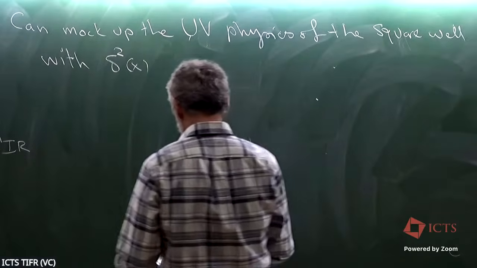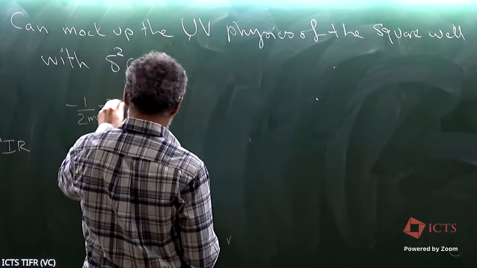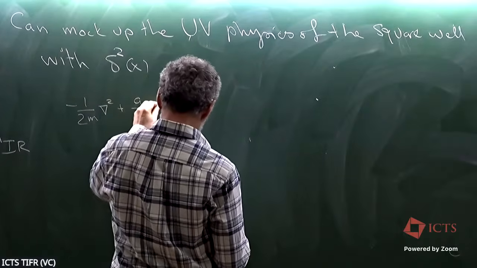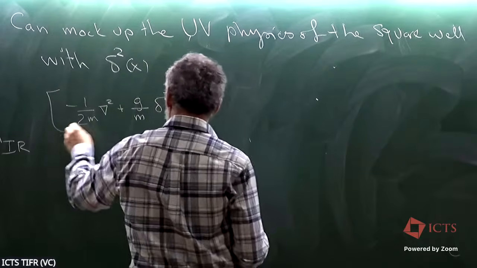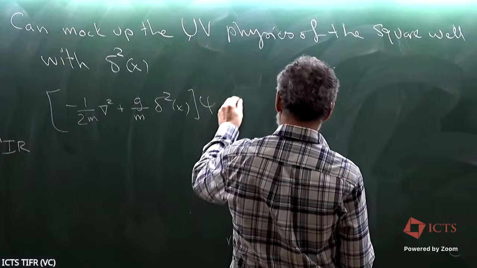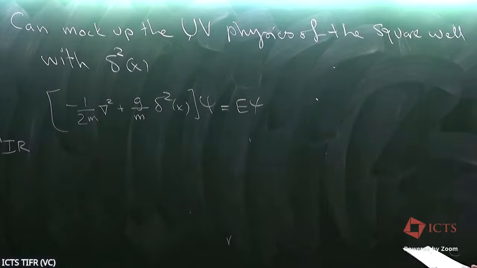So I'll look at the Schrodinger equation, minus 1 over 2m delta squared plus g over m delta 2 of x, and g can have either sign. I'll look at both. Psi equals E psi.